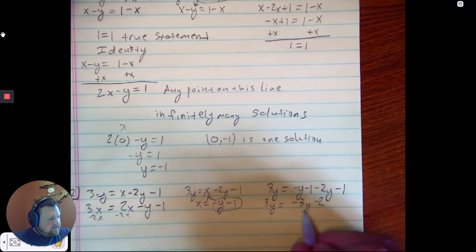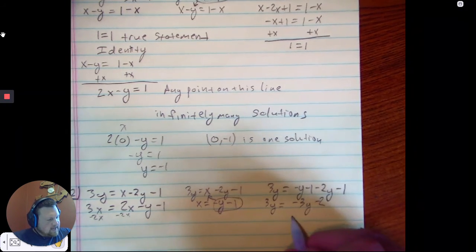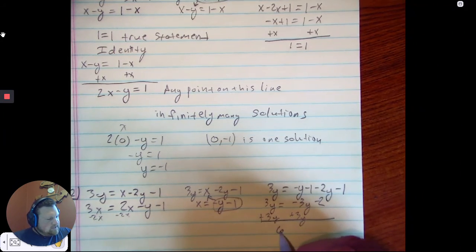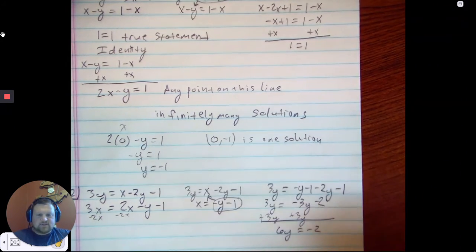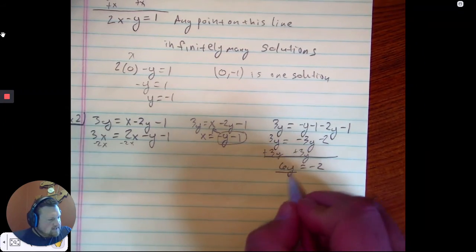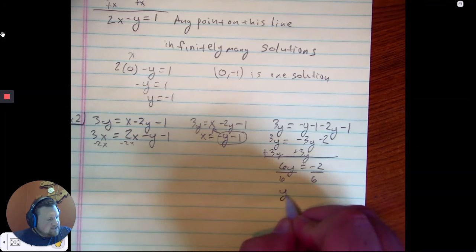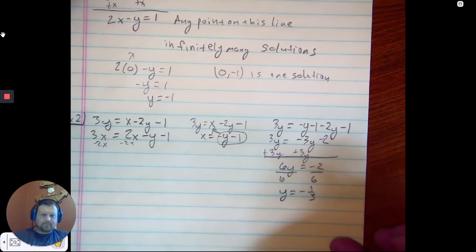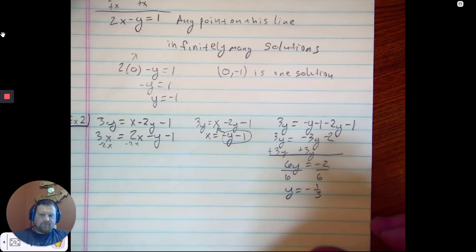I now need to get these y's all on the same side. So if I add 3y to both sides, that gives me 6y equals negative 2. I can then solve for y by dividing both sides by 6, and that gives me y equals negative 1/3. Just like before, we're only halfway done. We have to finish this, so that means we need to solve for x.